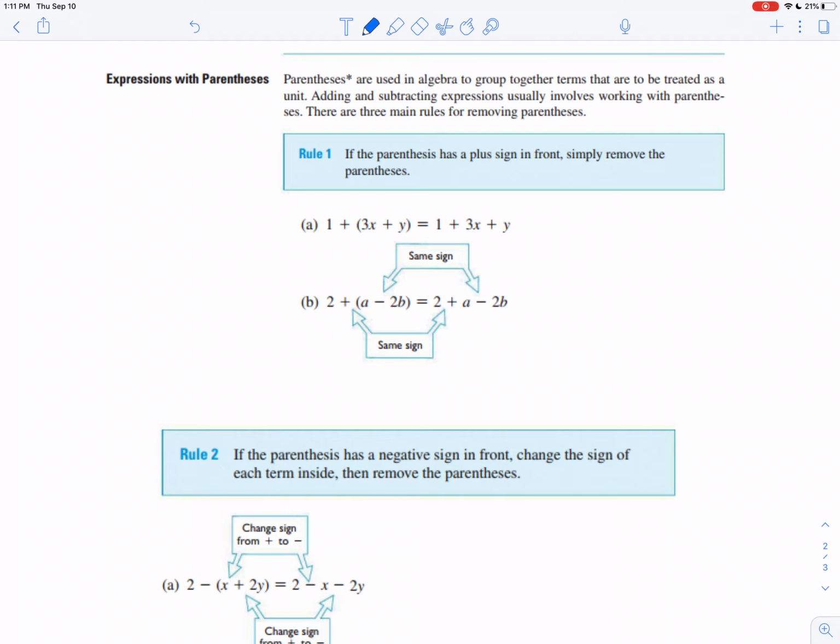Right? You can't simplify it if parentheses are in there. And so the way we do this, right, is we look at what's in front of the first parentheses. All right, now, if what is in front of the parentheses, the first one, is a positive sign, like what you see here, then you can just drop them. All right, it's not going to make any change at all.